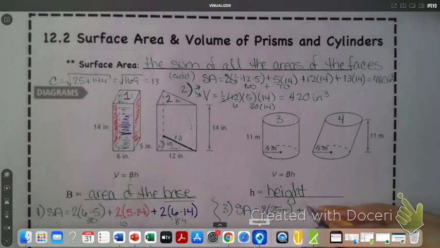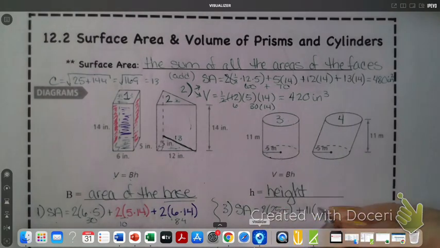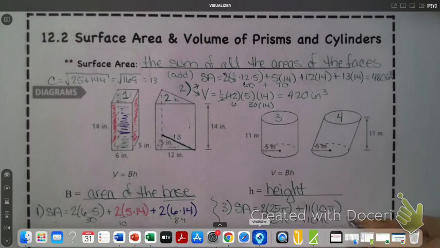So the height is what? 11. Times, and the circumference of a circle is what? 2 pi r. So 2 times 5 is 10 pi. So that gives me 50 pi plus 110 pi. So how many pi's do I got? 160 pi meters squared.